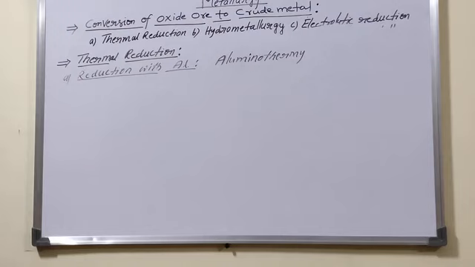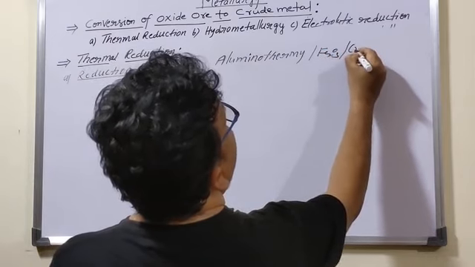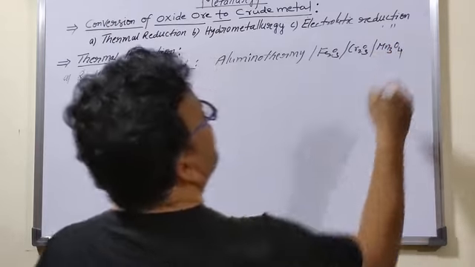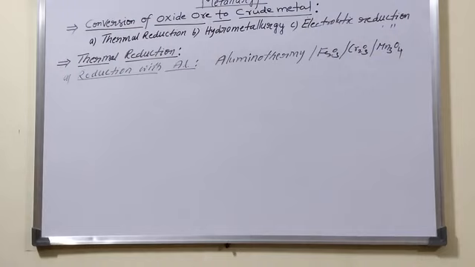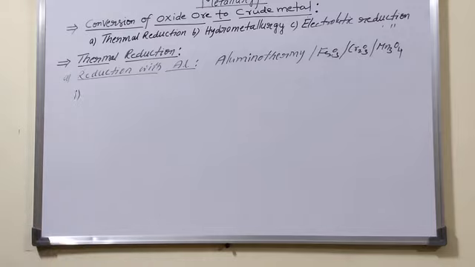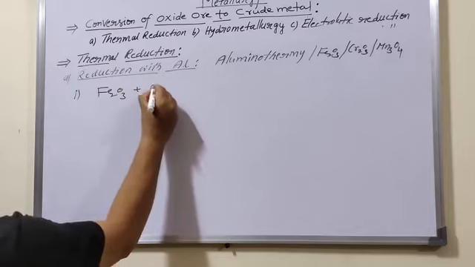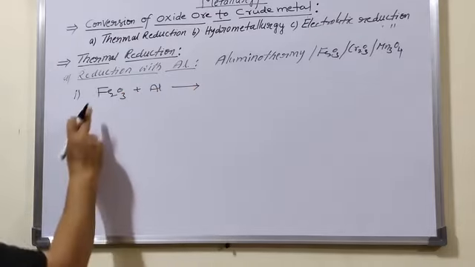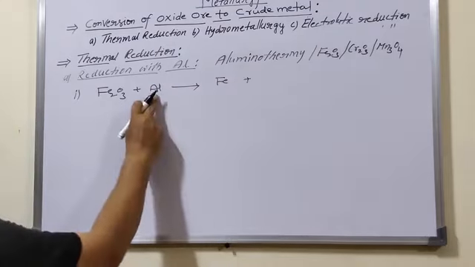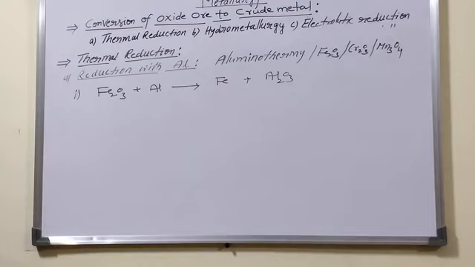In this method, we reduce iron oxide or chromium oxide or manganese oxide. These are reduced. Any other oxide we can also reduce. Let me take an example here, iron oxide. Iron oxide gets reduced in the presence of aluminum, so iron oxide is reduced to iron. The reducing agent gets oxidized: aluminum is oxidized to Al2O3.